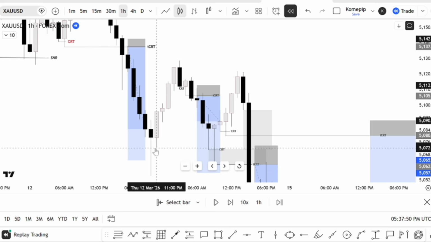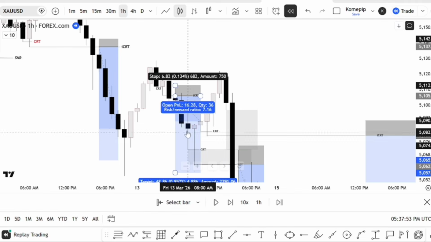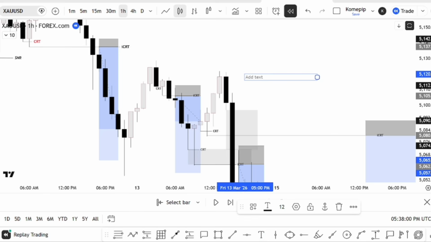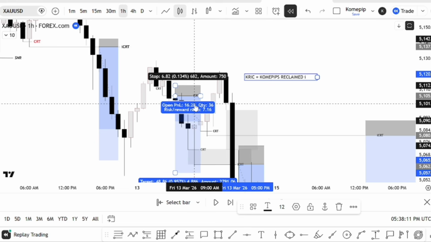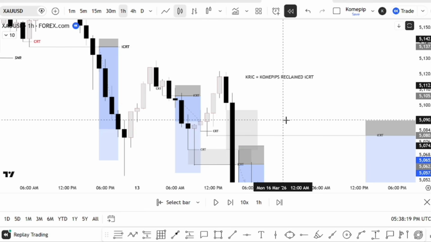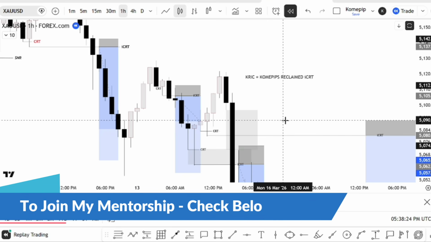And of course, very soon I want to start a course. I want to make a course which I call the KRIC. For those of you who don't know what KRIC is, this is what KRIC is. KRIC is the Komepips Reclaim iCRT model. This is very powerful. It shows you exactly a precise point of entry. Beyond that, it shows you your directional bias. If you are confused about directional bias, then you need access to the KRIC, the Komepips Reclaim iCRT.